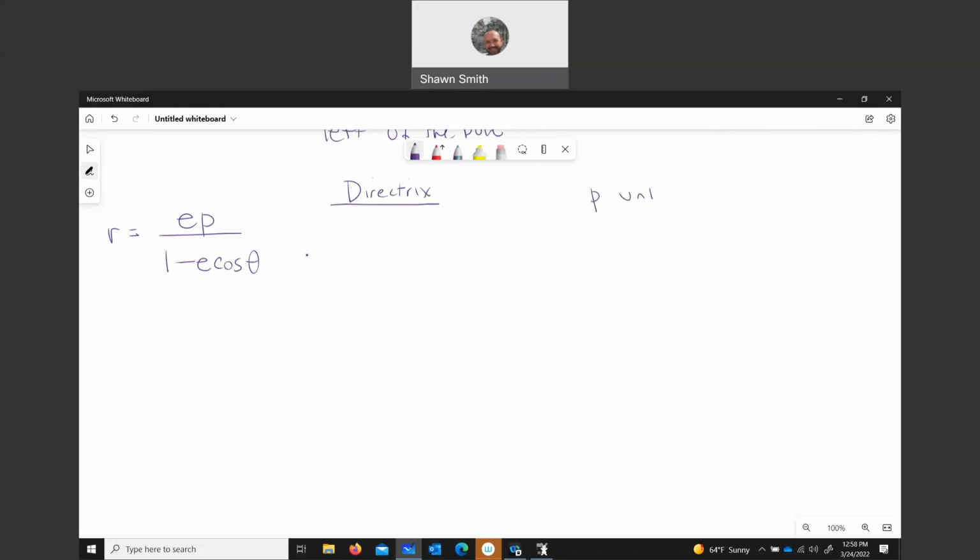P units. Then we'll put the directions. All right, so if I talk about the directrix, if I see this equation, 1 minus E with a cosine, that we just did, the directrix is perpendicular to the polar axis, P units left of the pole.